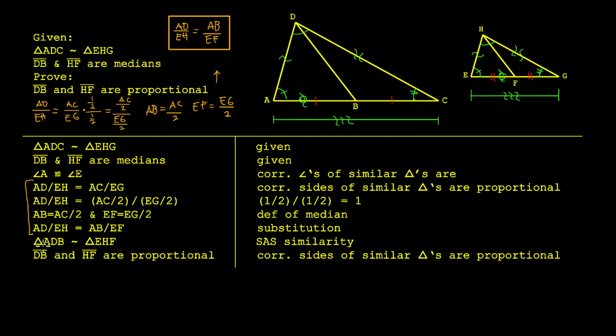From there, we have triangle ADB is similar to triangle EHF because of SAS similarity. We have a side, an angle, and a side here. We have a side, an angle, and a side here. Therefore, DB and HF are proportional because corresponding sides of similar triangles are proportional. And since we have SAS proportionality between triangle ADB and triangle EHF, and we already have these 2 sides here and here, this is the third side. So then DB is proportional to HF.